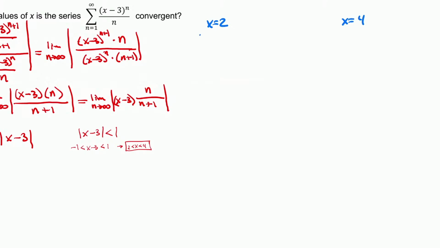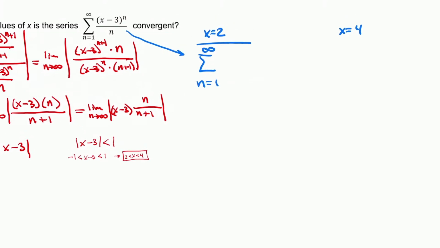So when x equals 2, you're going to write down the series. This is the original series, but you're going to change x to 2. So when you change x to 2, you get negative 1 to the n over n. We're going to do the same thing when x equals 4. Write down the original series.